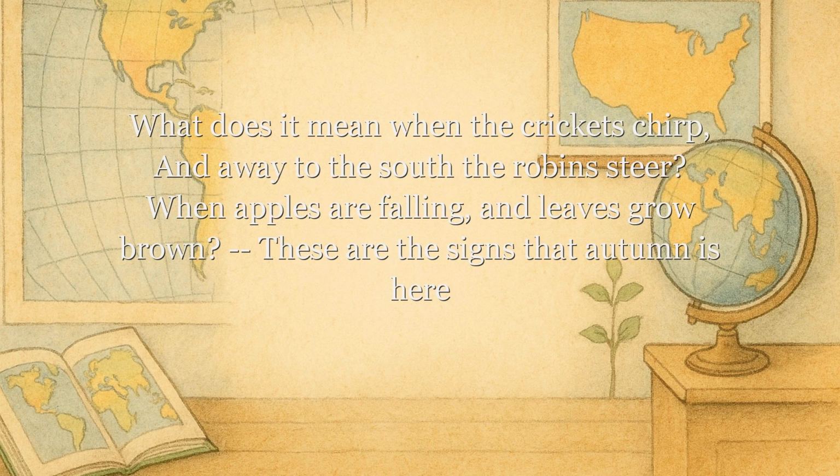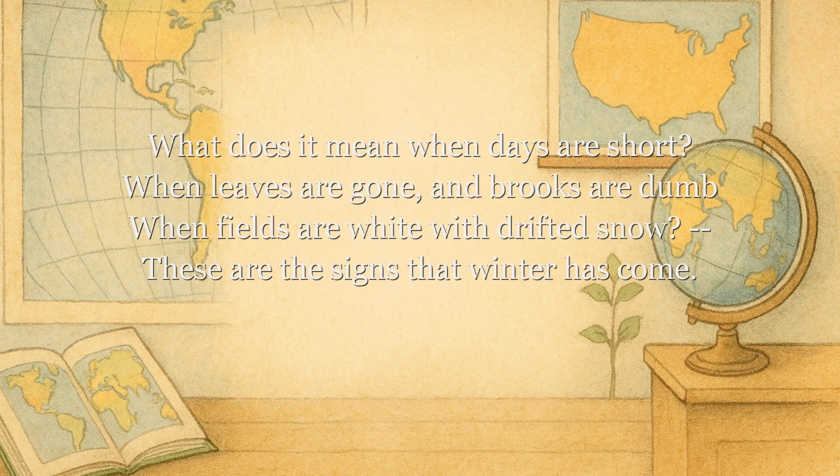What does it mean when the crickets chirp, and away to the south the robins steer, when apples are falling and leaves grow brown? These are the signs that autumn is here. What does it mean when days are short, when leaves are gone, and brooks are dumb, when fields are white with drifted snow? These are the signs that winter has come.